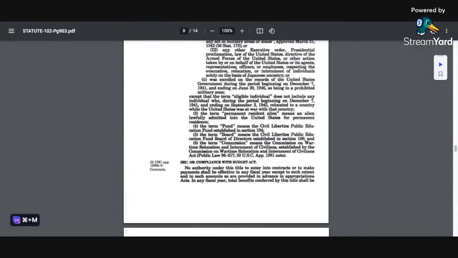4. The term fund means the Civil Liberties Public Education Fund established in Section 104. 5. The term board means the Civil Liberties Public Education Fund Board of Directors established in Section 106. And 6. The term commission means the Commission on Wartime Relocation and Internment of Civilians established by the Commission on Wartime Relocation and Internment of Civilians Act.